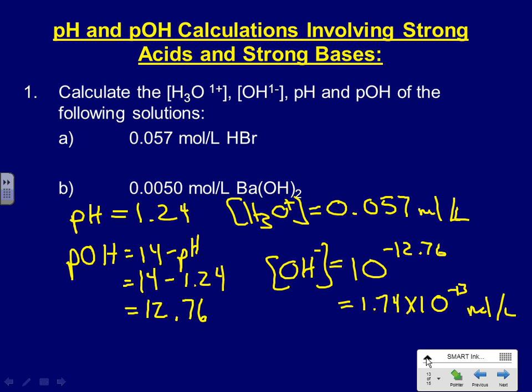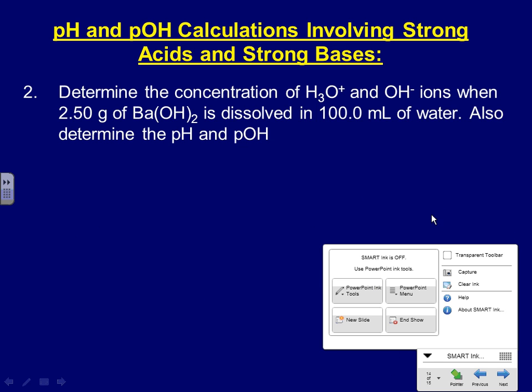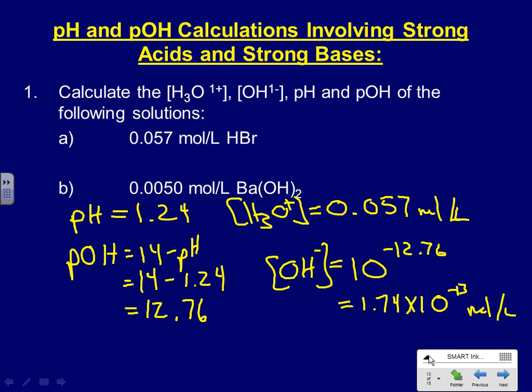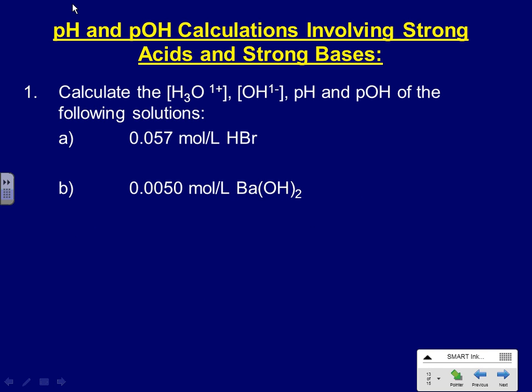Let's clear this again, and we will now do the OH example. Does everybody have those numbers down? Everybody got that down? Yes? You got it? Okay, so I'm going to clear this. Let's now deal with this guy. Barium hydroxide, highly soluble. 0.0050 moles per liter.